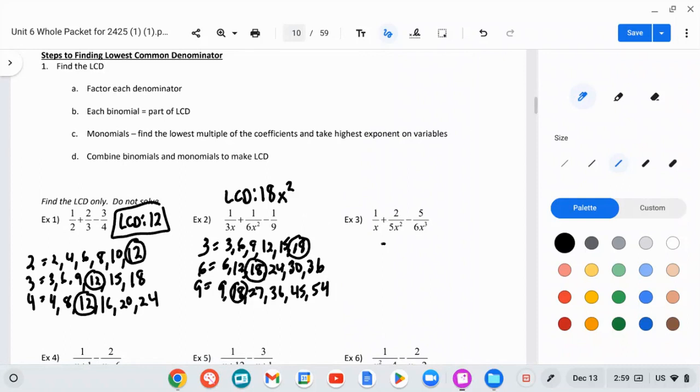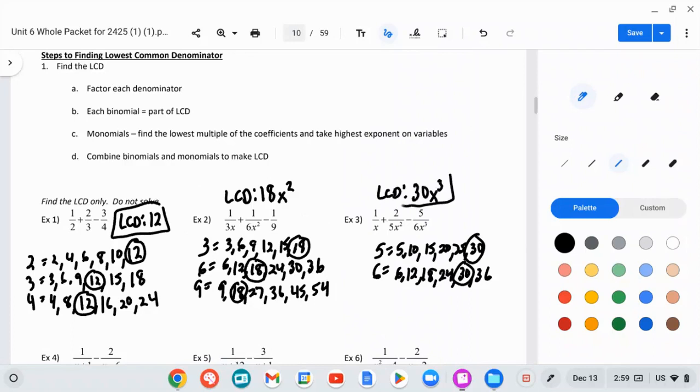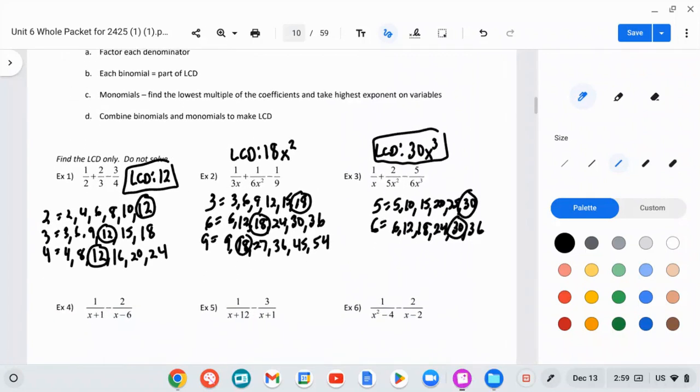Number 3, if we just did the numbers and multiply them out: 15, 20, 25, 30; 6, 12, 18, 24, 30, 36. It looks like 30 is my winner for the number. And then the biggest number of x's I see is an x to the third. So that'd be my LCD. So that is all my monomial pieces.